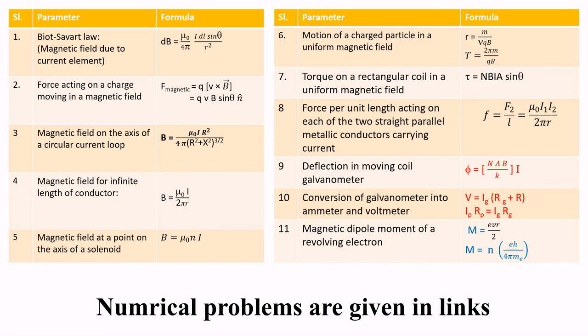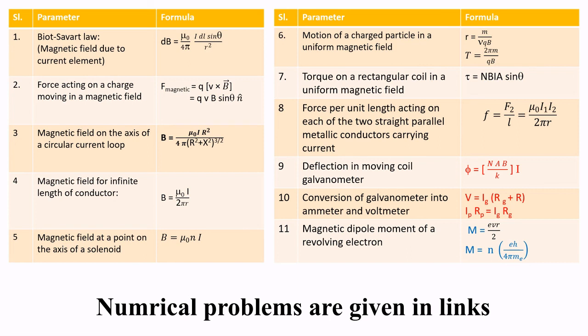For converting it into an ammeter, a parallel resistance Rp is connected, and Rp is also called a shunt resistance. Ip into Rp is equal to Ig into Rg. This is the relationship.